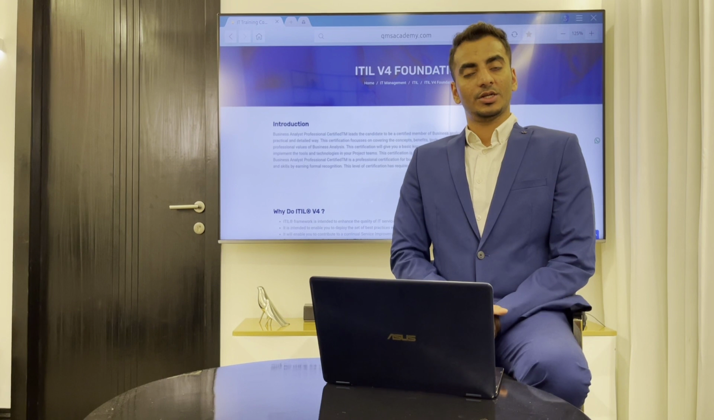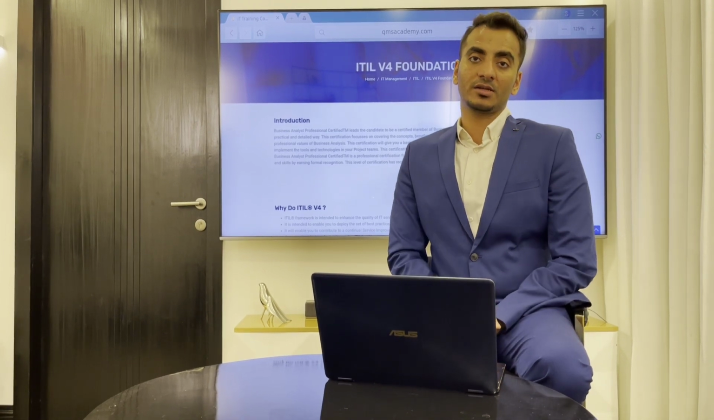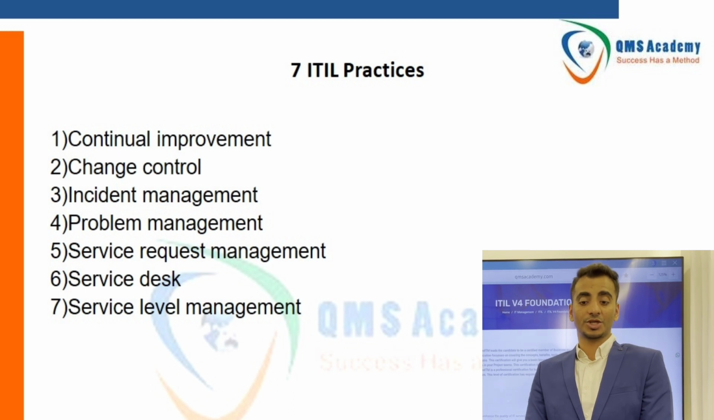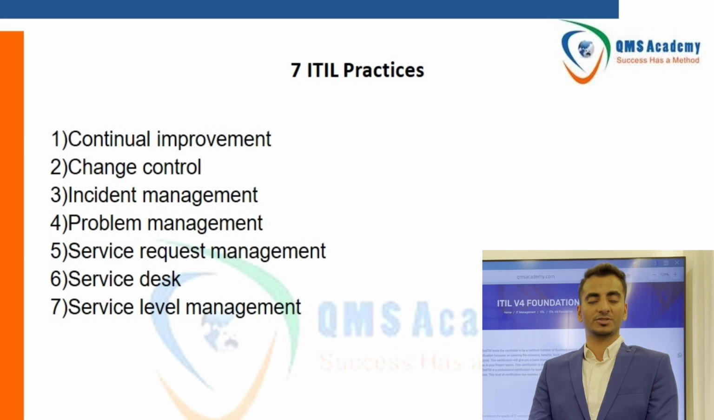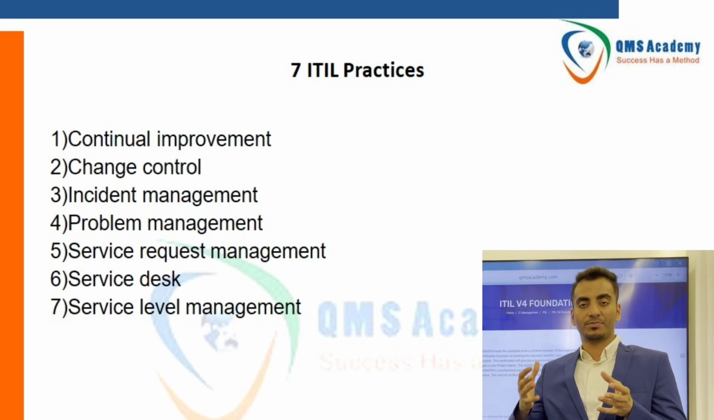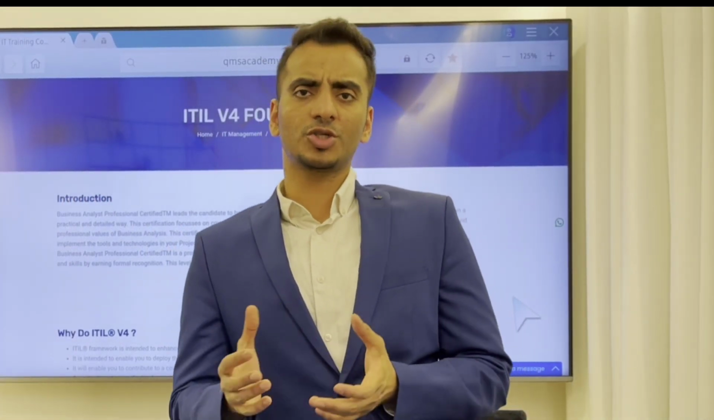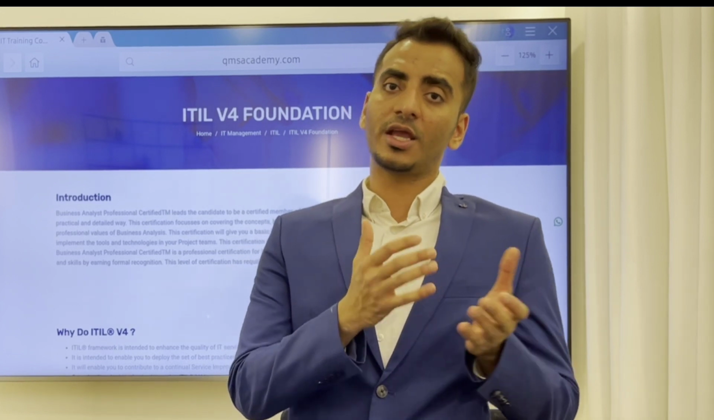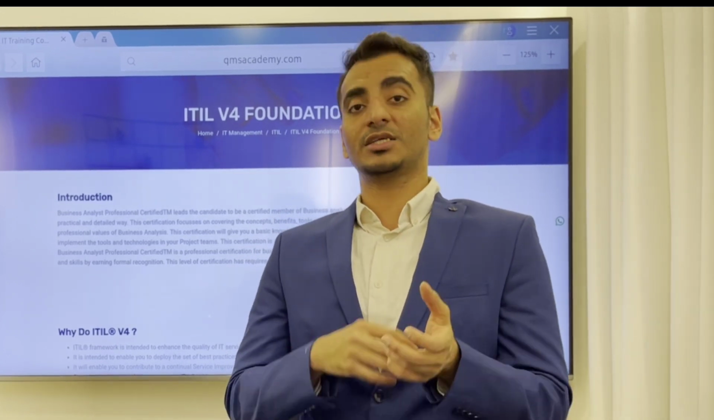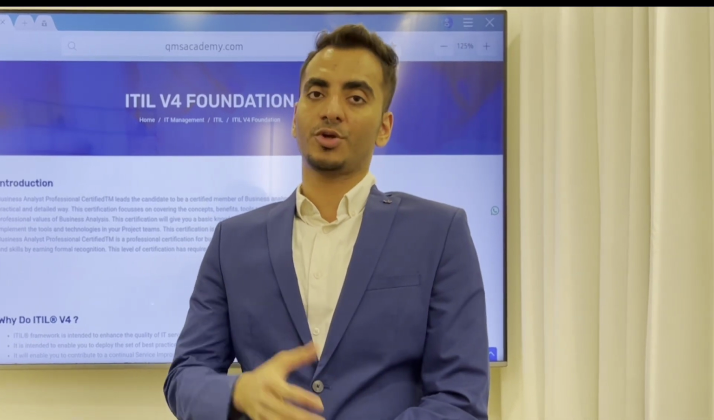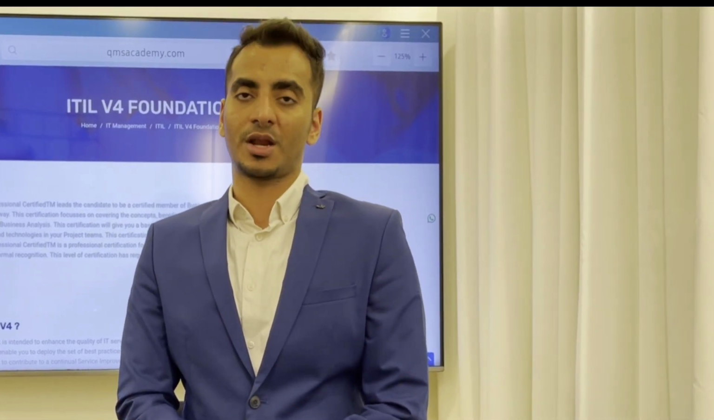So the 7 ITIL core practices are continual improvement, the change control mechanism, incident management, problem management, service requests, service desk, and service level management. So these practices are the heartline of ITIL V4. Also, all this existed in ITIL V3, but there are certain changes from the processes to the practices. So for more detail, you can definitely go through our courseware and you will understand much better.